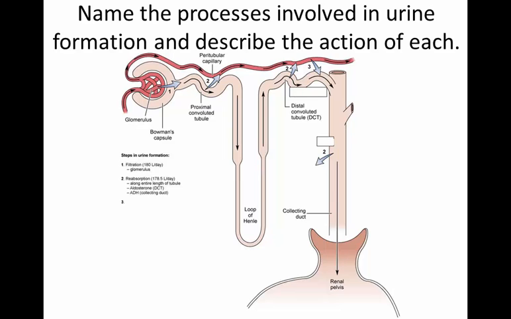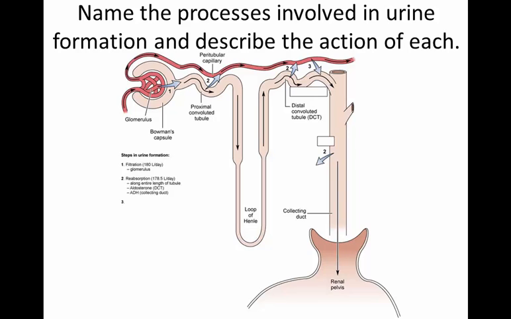Reabsorption also takes place along other regions of the nephron, the distal convoluted tubule, and the collecting duct. However, there's various hormones that are involved in this. The first is aldosterone, which plays a role in the distal convoluted tubule. Aldosterone plays a role in transporting sodium from the tubule back into the blood.